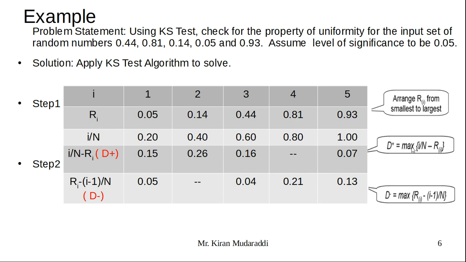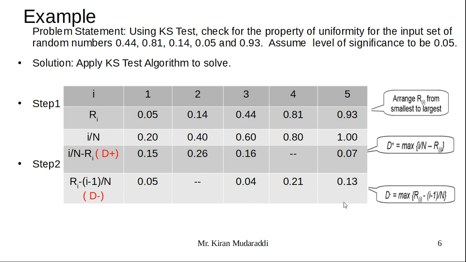So I'm applying the formula i divided by n minus Ri. That is nothing but d plus. So 0.20 minus 0.05 gives me the answer 0.15. Similarly, 0.40 minus 0.14 gives me the answer 0.26. Similarly, you need to calculate it for all. Here I put a hyphen because it goes negative. A negative value will not be considered. 0.80 minus 0.81, the answer will come negative, so we will not consider it.